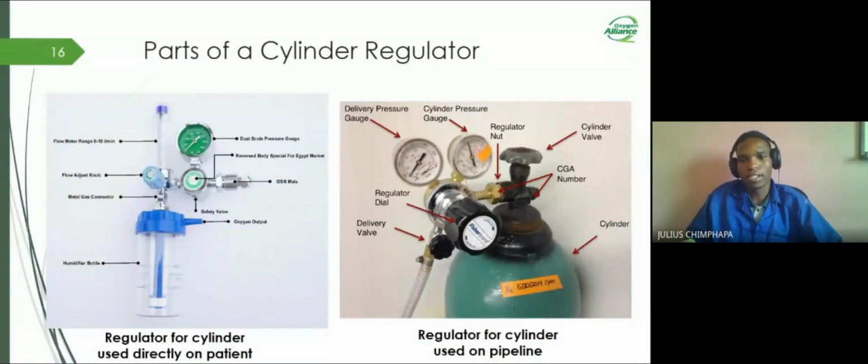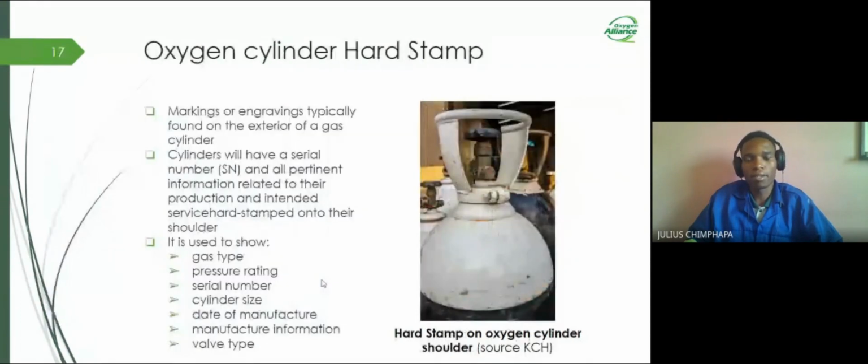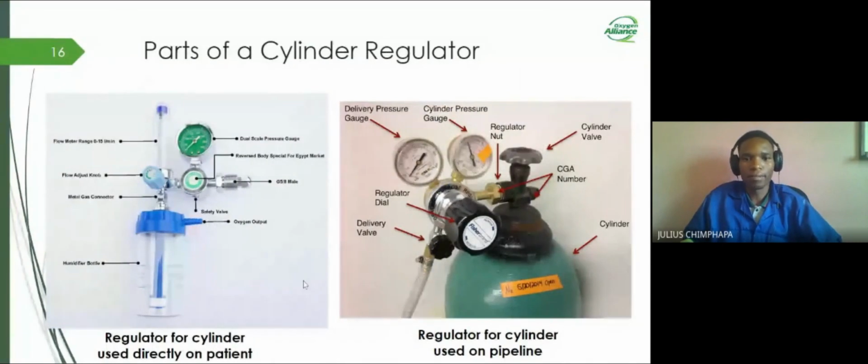And also usually cylinders have CGA numbers. These are numbers that indicate the fittings and the threads that have to be used. So the cylinder will have the CGA number, and the connector is also going to have the CGA number. So if you want to do the connections, you have to match these numbers to make sure that you are using the correct connector on a correct cylinder. And also we have the delivery valve, which is the one that is used to open the piping to transfer gas to where it is about to be used. And the regulator dial is used to control the pressure of the gas.